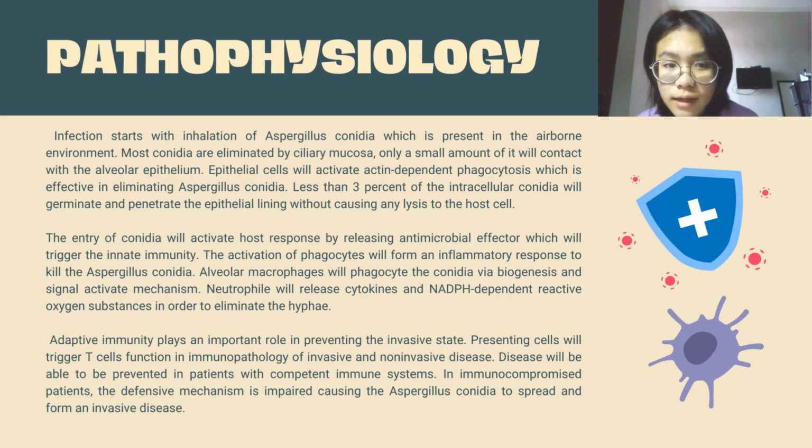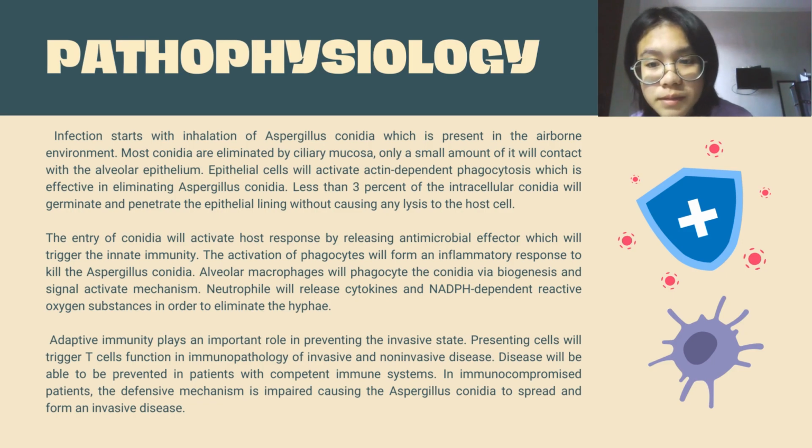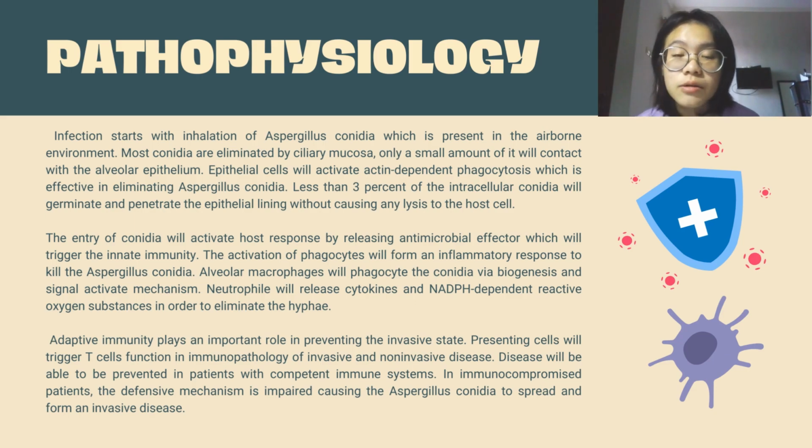The activation of phagocytes will form the inflammatory response to kill Aspergillus conidia. Alveolar macrophages will phagocytose the conidia via biogenesis and signal activation mechanisms. Neutrophils will release cytokines and some reactive oxygen species in order to eliminate the hyphae. Adaptive immunity plays an important role in preventing the invasive disease. Antigen presenting cells will trigger T cell function in the immunopathology of invasive and non-invasive disease. This disease will be able to be prevented in patients with a competent immune system. In immunocompromised patients, the defensive mechanism is impaired, causing the Aspergillus conidia to spread and form the invasive disease.